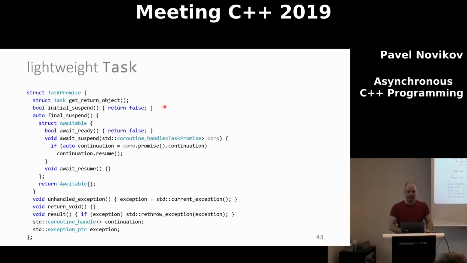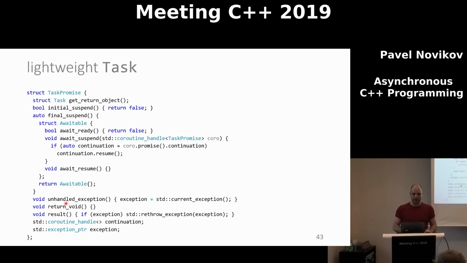Similarly, final suspend tells whether we need to suspend execution at the end of the coroutine. Here we return an awaitable type that tells whether our result is ready, does the suspension by adding a continuation to our current task, and resumes the continuation that we have. And we have await resume, whose implementation is on the next slide. And we return the awaitable type that tells what to do when we run to the end of the coroutine.